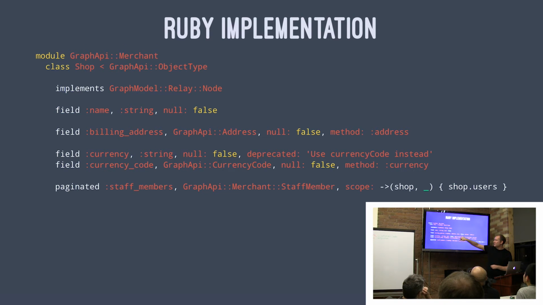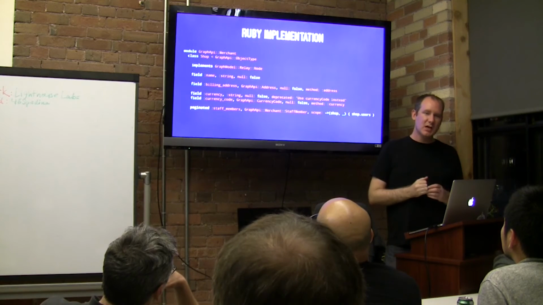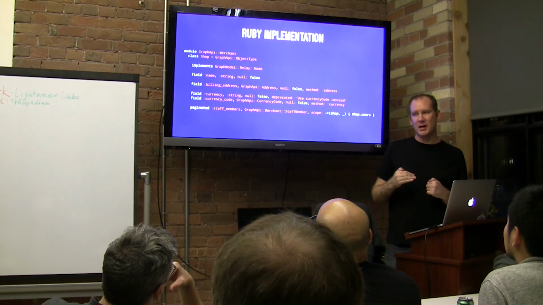Each of the fields have a strongly typed type. Here it's a string. Here we actually have a custom type called currency code. And here we have a custom database type called staff member. You can basically go as deep as you want with the type system.